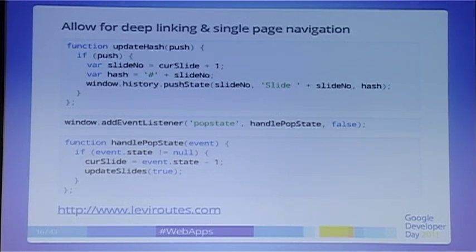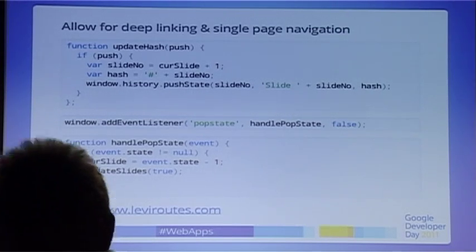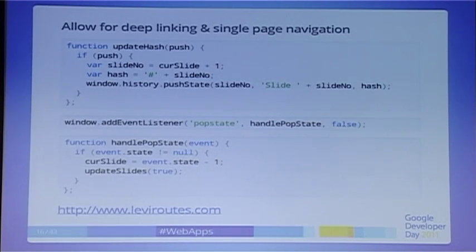Next up, deep linking single-page navigation. Use the window history pushState to add things to your history, and use popState to handle it when the user is navigating in your history. pushState just adds a new state to the current page's history. It doesn't actually navigate anywhere.